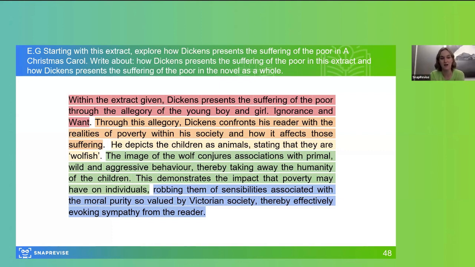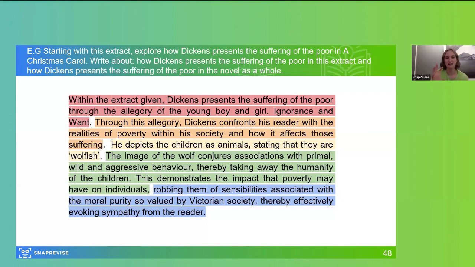I then pick the quote that he depicts the children as animals, that they are wolfish. My analysis then goes on to talk about the image of the wolf conjuring associations with primal aggressive behavior and the fact that this takes away the humanity of the children. Then my final sentence, linking it all back, demonstrating the impact that poverty may have on individuals, robbing them of sensibilities associated with the moral purity so valued by Victorian society, and thereby effectively evoking sympathy from the reader. So as you can remember, my line of argument was all about how Dickens presents it to elicit sympathy from the reader. So yeah, brilliant.